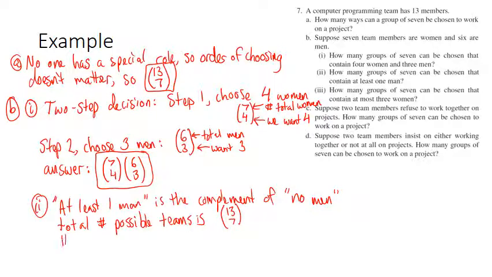Okay, and then the number of teams with no men is going to be, okay, so how many women do we have? 7 team members are women. So that is going to be 7 choose 7. So this is the total women, and we want 7 women.